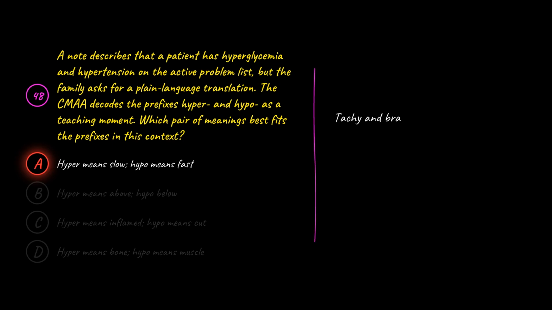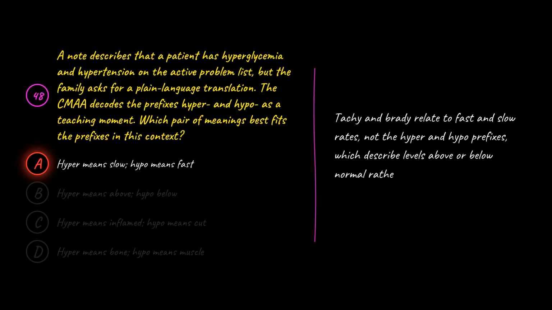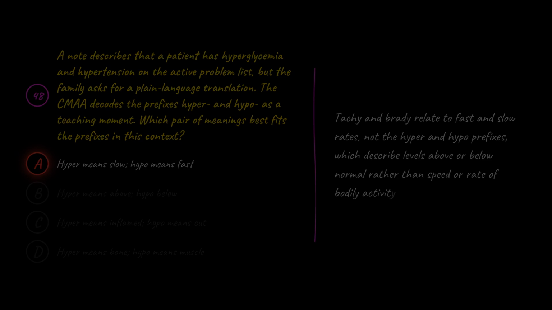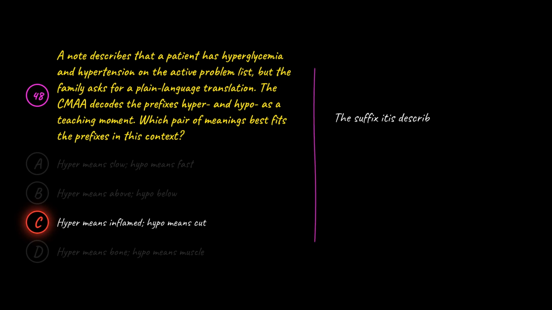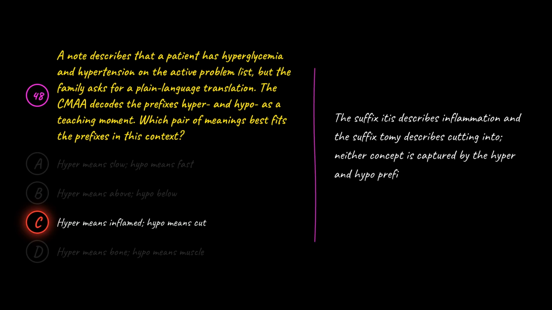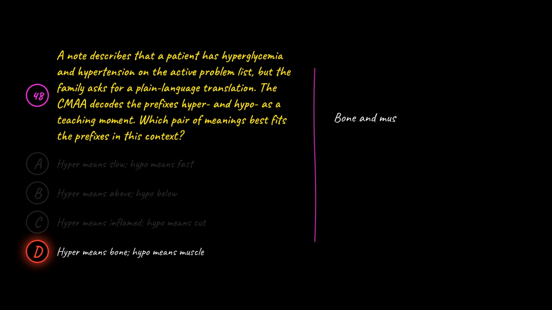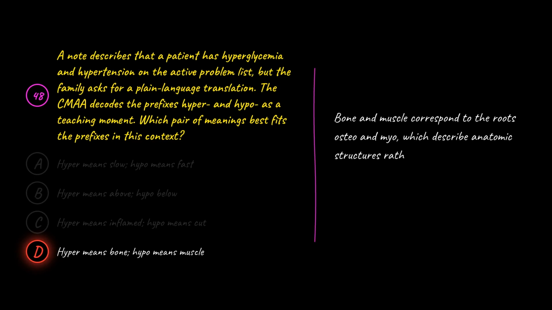A is wrong because tachy and brady relate to fast and slow rates, not the hyper and hypo prefixes, which describe levels above or below normal rather than speed or rate of bodily activity. C is wrong because the suffix itis describes inflammation and the suffix tomy describes cutting into. Neither concept is captured by the hyper and hypo prefixes in scenarios like hyperglycemia or hypotension. D is wrong because bone and muscle correspond to the roots osteo and myo, which describe anatomic structures rather than the level-based hyper and hypo prefixes used in the patient's problem list terms.